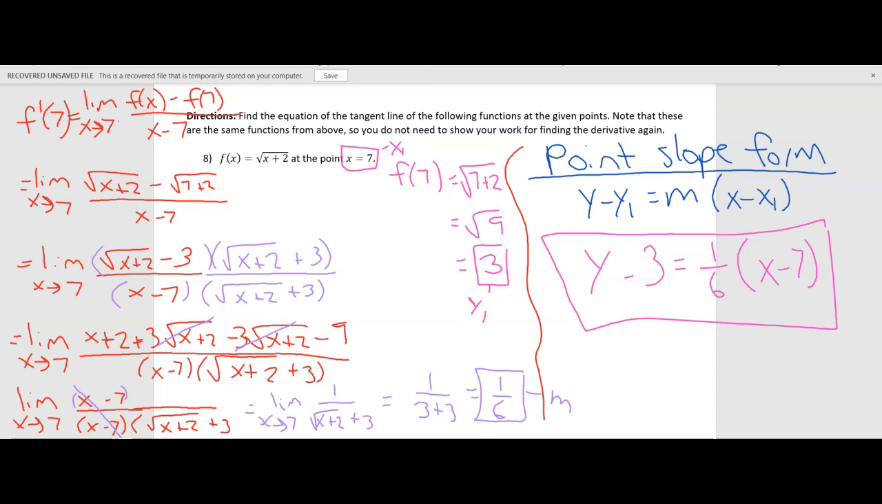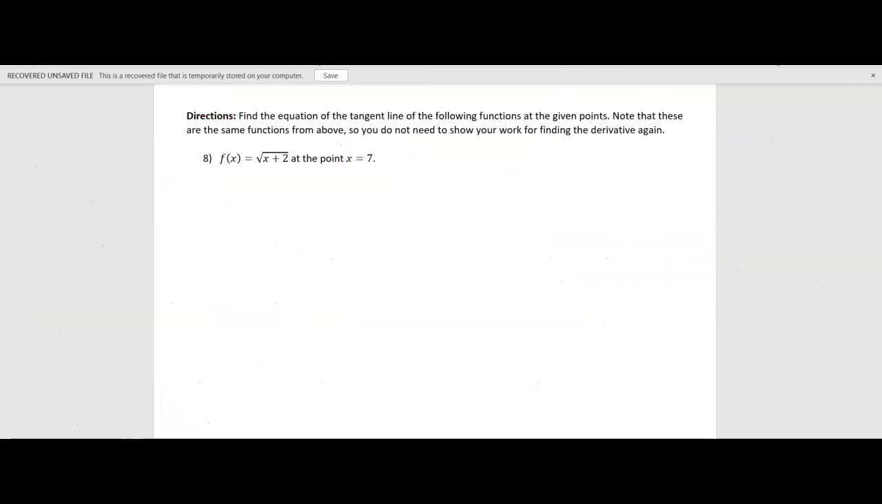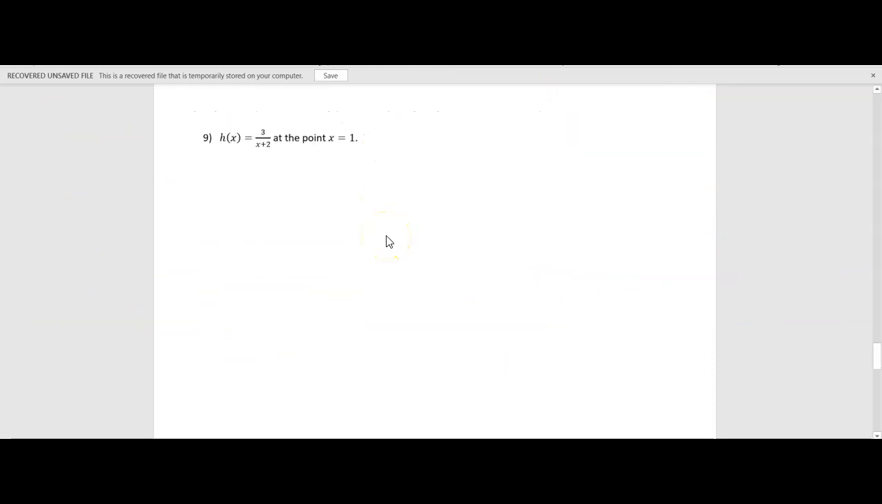Okay, let's look at one more problem. Number 9. All right, so same thing for this function. We need to find the equation of the tangent line when x is equal to 1. So we start with our general equation of a tangent line. And you'll know this like the back of your hand by the time we're through this unit, and we keep using it as well in future units.